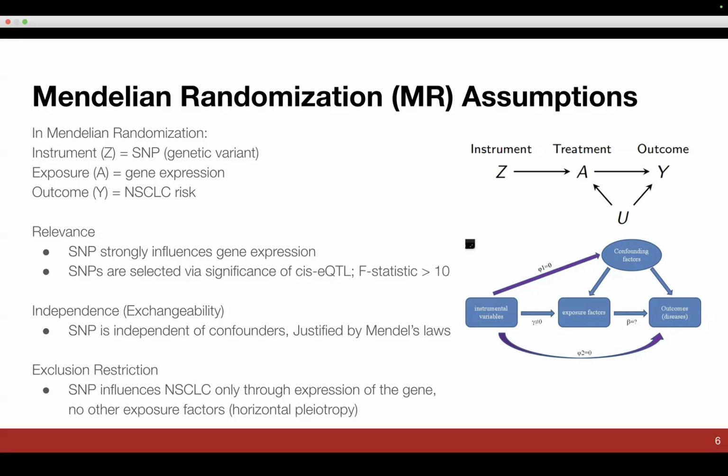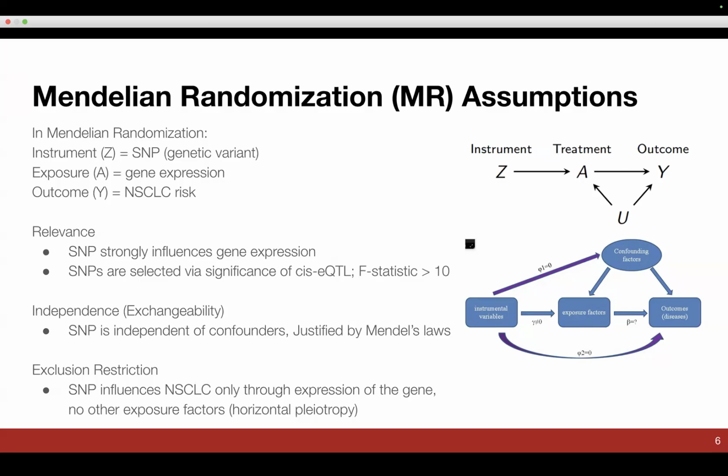There are three assumptions for Mendelian randomization to work. The first one, relevance, means that the SNPs need to strongly influence the gene expression. In our case, we select the significant SNPs among the cis-eQTLs with F-statistics greater than 10. The second assumption, independence, means that the SNP is independent of confounders. This is justified by Mendel's laws, because confounding factors like nutrition are not supposed to affect your SNPs, which are part of your genotype.